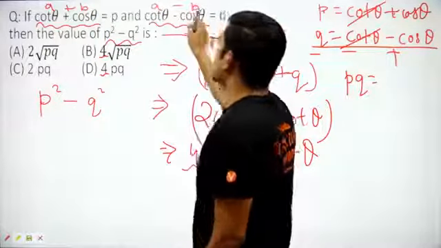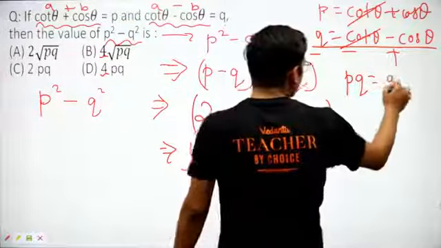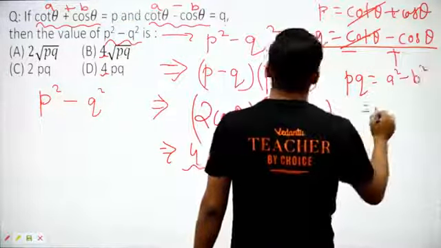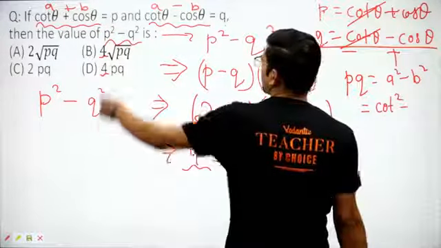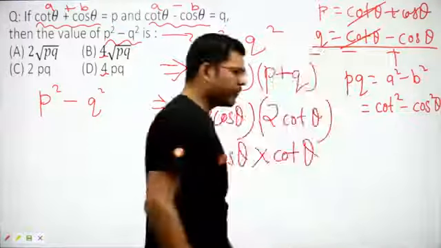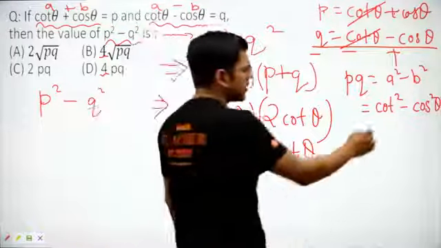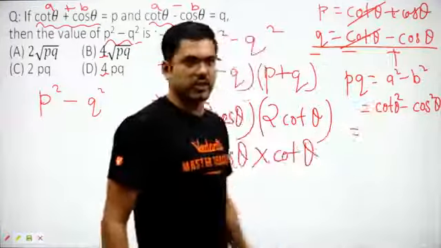So if we multiply A plus B and A minus B, what do we get? We get A square minus B square. Means A in place of A would be cot square theta, minus in place of B would be cos square theta. Do we have any formula for cot square theta minus cos square theta? I guess no. So what we will be doing, we will be solving this equation.